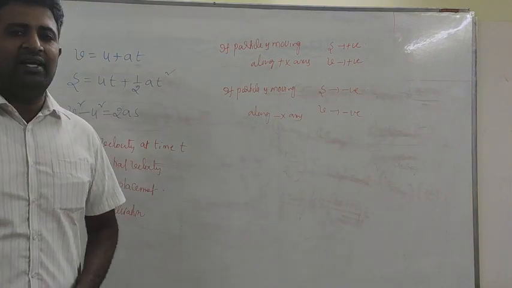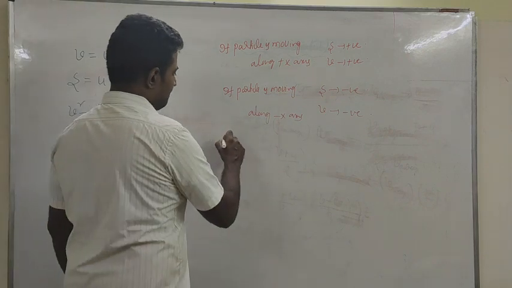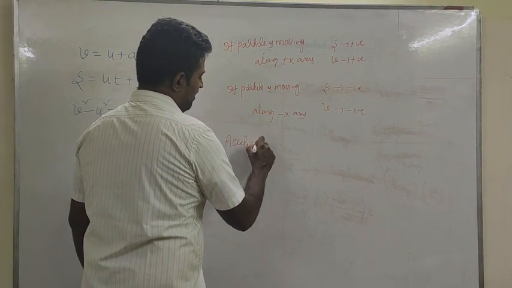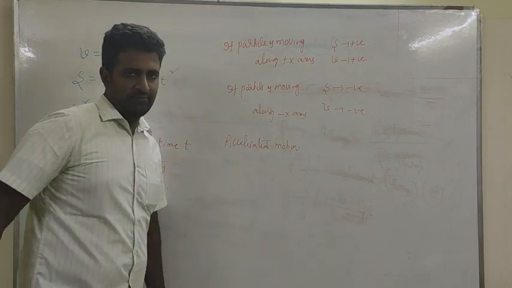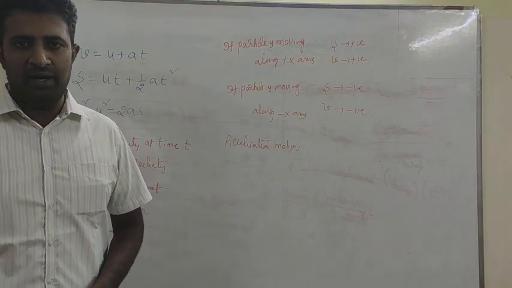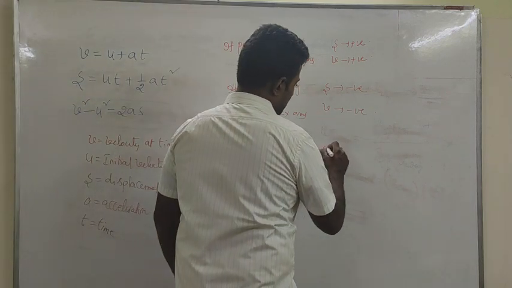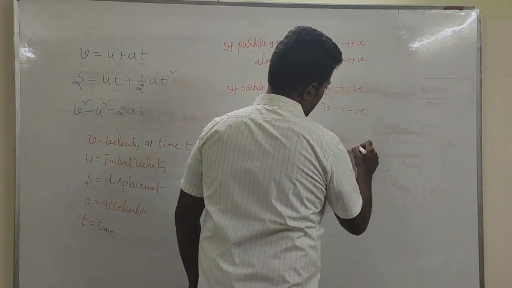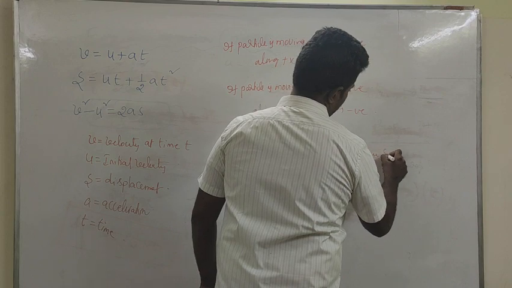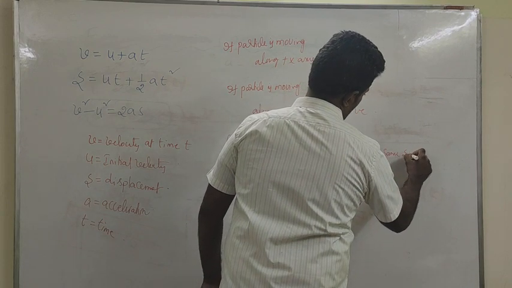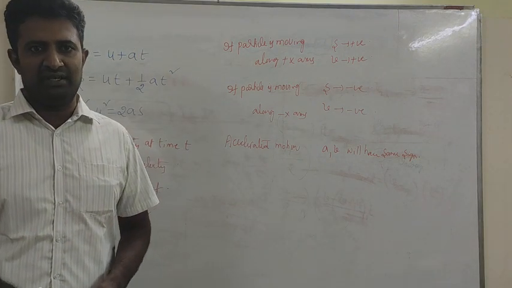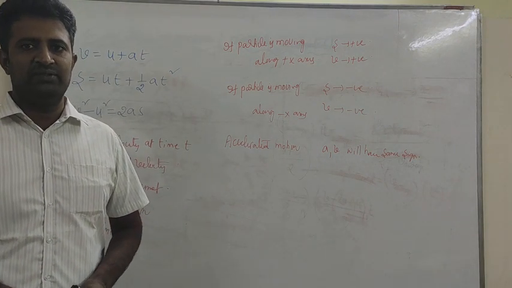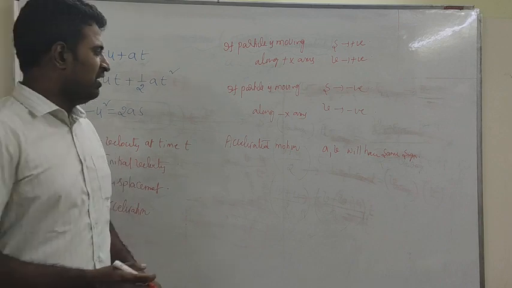And then in case of accelerated motion, do you remember I told you both velocity and acceleration will have the same sign. Acceleration and velocity will have the same sign. Means if velocity is positive, acceleration has to be taken as positive. If velocity is negative, acceleration has to be taken as negative.